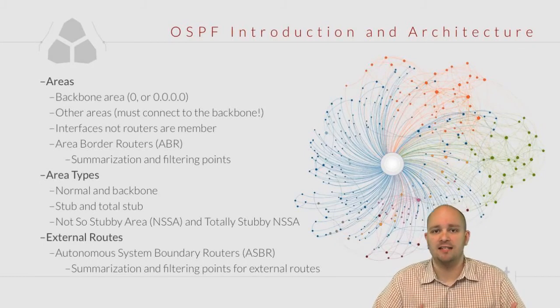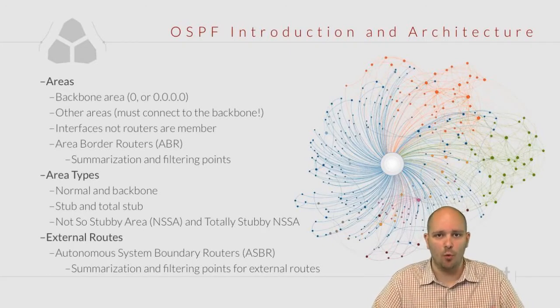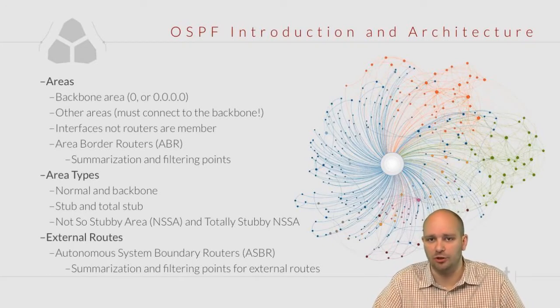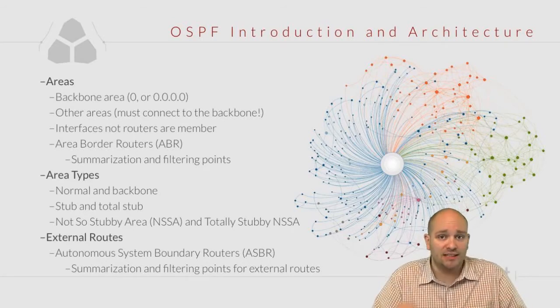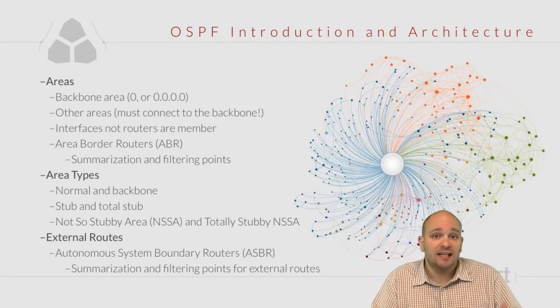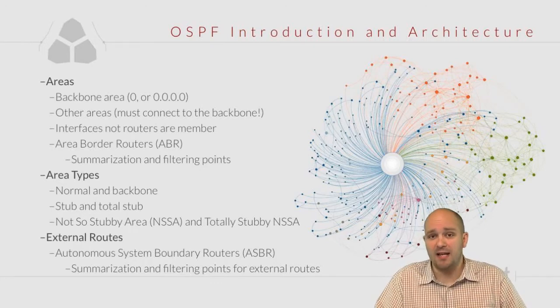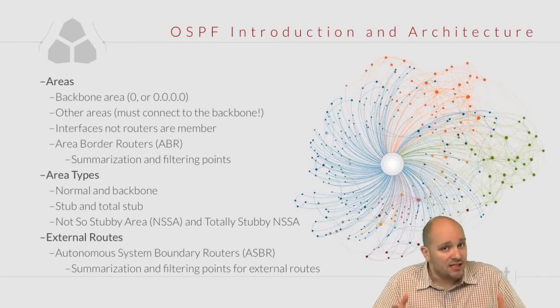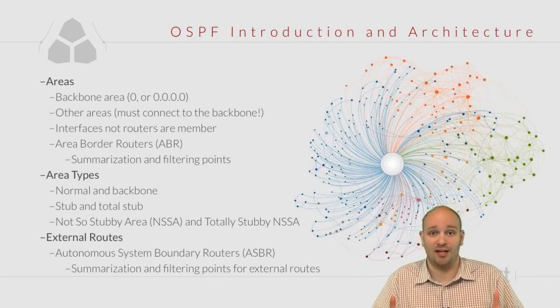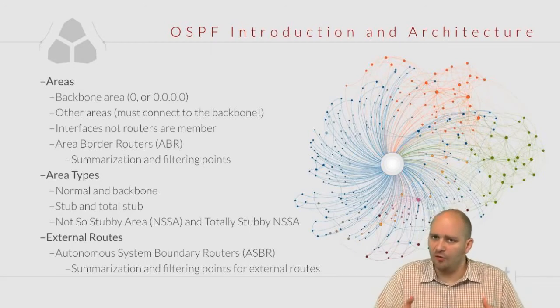Like for example, instead of calling area 1, we can call it area 0.0.0.1, because it is a 32-bit identifier that can be represented in a dotted decimal format, just like an IP address, but remember, it's not an IP address. All areas must connect to the backbone area.